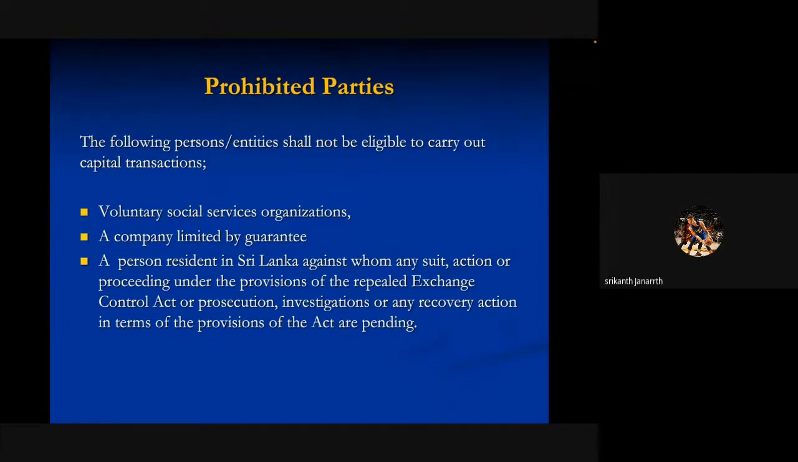There are certain parties prohibited from making outward investment. You know the prohibited parties. A voluntary social service organization like a sports club cannot do investment because it is not an authentic person. It is an artificial person; it doesn't have any quality a person should possess. Voluntary social service organizations are not considered as a real person, right? A company limited by guarantee is also not permitted to invest.